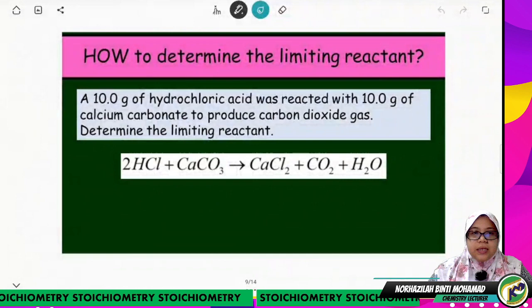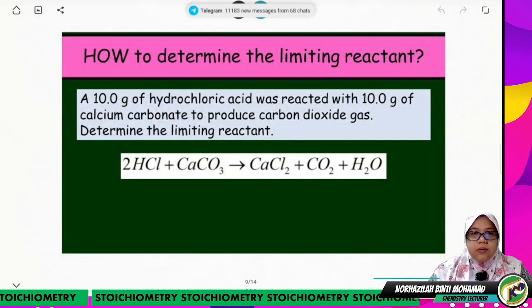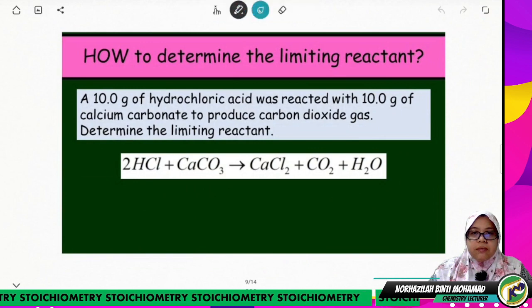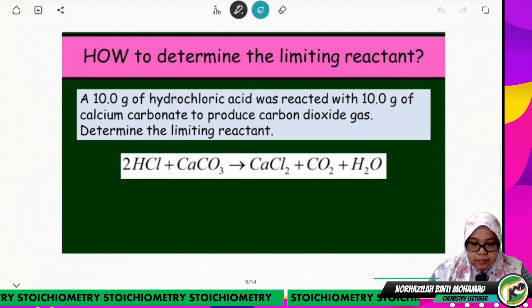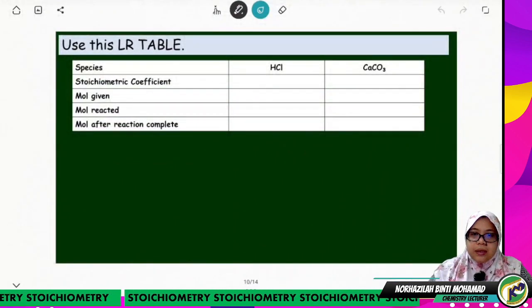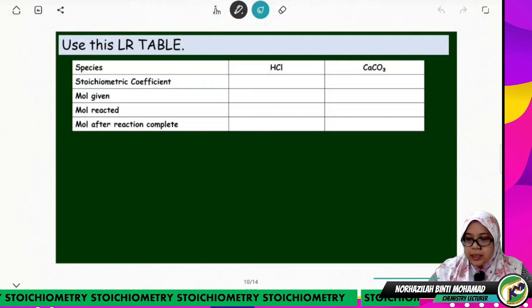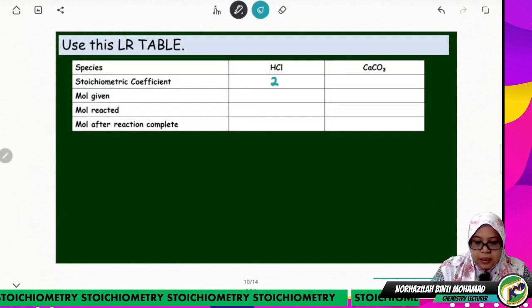So how to determine the limiting reactant? Okay, for example, in this question, 10 gram of hydrochloric acid was reacted with 10 gram of calcium carbonate to produce carbon dioxide gas. So determine the limiting reactant. Based on the balanced equation, we have 2 HCl react with 1 calcium carbonate, produce calcium chloride plus carbon dioxide and water. So I will use this LR table to compare the amount of HCl and calcium carbonate given. From the stoichiometric coefficient, we know that HCl is 2, calcium carbonate is 1.